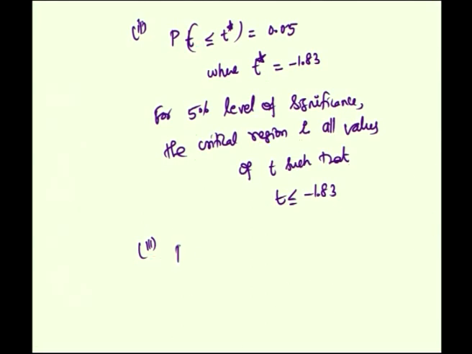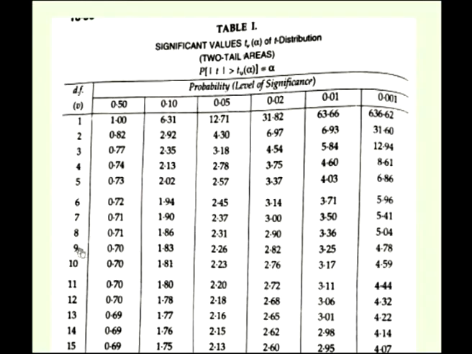Just look at P of t less than or equal to t star is equal to 0.01 with 9 degrees of freedom. Look at the t table with 9 degrees of freedom and 1 percentage. This is actually two tail, right. This is two tail. Therefore, for 1 percentage we have to look at 2 percentage. Therefore, for 9 degrees of freedom at 2 percentage we must see that is 2.82, this particular value.